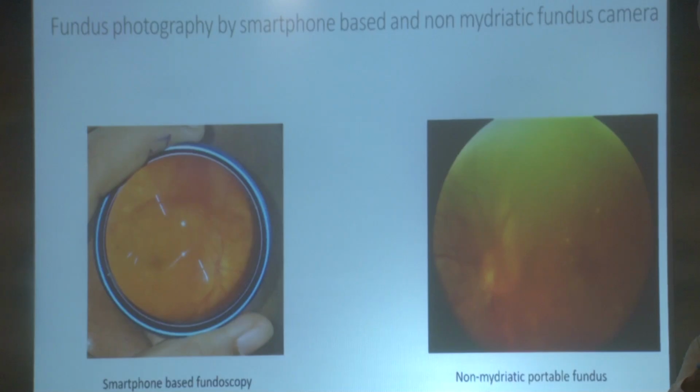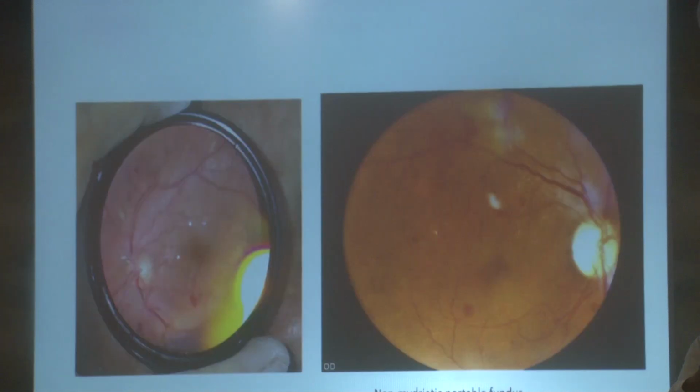These are the images depicting fundus photography taken by smartphone-based and another one by non-mydriatic fundus camera showing mild vitreous hemorrhage. These are the other images.